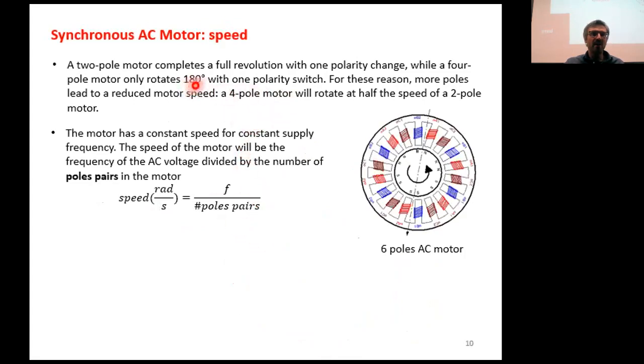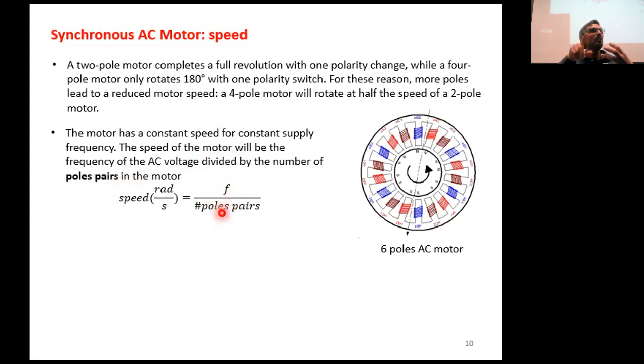Therefore, whenever the rotor completes one rotation, we have a switch of polarity that is double that of a motor of 2 poles. And this means that the rotor speed is slower than the statoric field. The statoric field speed corresponds to the frequency of the supply, for example 50 hertz, and the speed of the rotor will be this frequency divided by the number of pole pairs. With 4 poles, we have 2 pole pairs, so the speed will be half of the frequency.